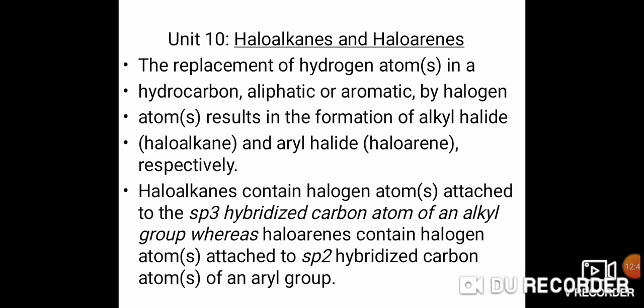Now, in compounds where the carbon carbon are joined by a double bond, if one of the hydrogen atoms is replaced by a halogen, and the compound formed now contains halogen atoms attached to a carbon atom which is joined to another carbon atom through a double bond, then such compounds are called haloarenes, where the carbon now exists in the sp2 hybridized state.